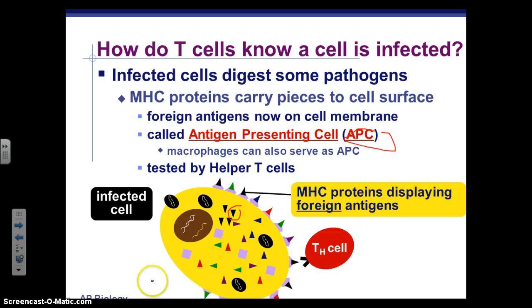Now what we're going to learn in the next slides is that it's the helper T cell that looks around and tests these MHC proteins to see if they're binding to self proteins or foreign proteins. And if it's a foreign protein, it sets off a cascade of activation.